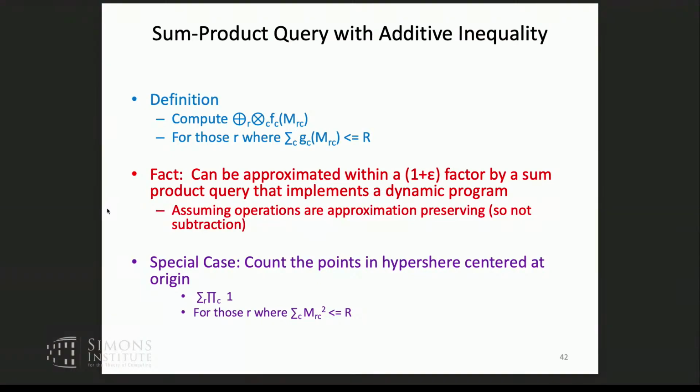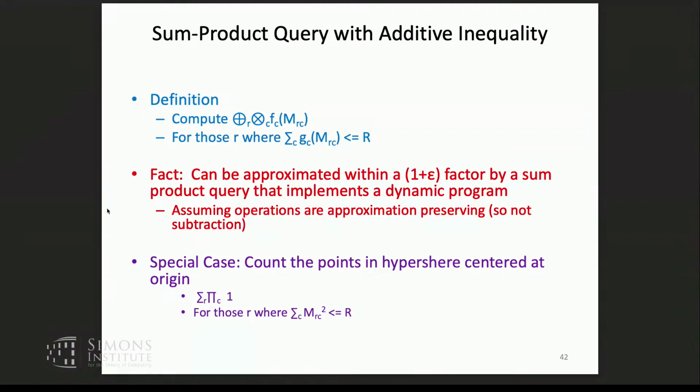All right, so in general, solving sum product queries, even with a single constraint, is NP hard. But a lot of times we can approximately solve the sum product query within a factor of 1 plus epsilon, as long as our semi-ring has some structure, that the operations are approximation preserving, okay? Which mostly means not subtraction. So if I approximate these two things and apply the operation to them, the result will be an approximation of the exact result, which is not true of subtraction, but it's true of all the other standard operations that we've seen today.